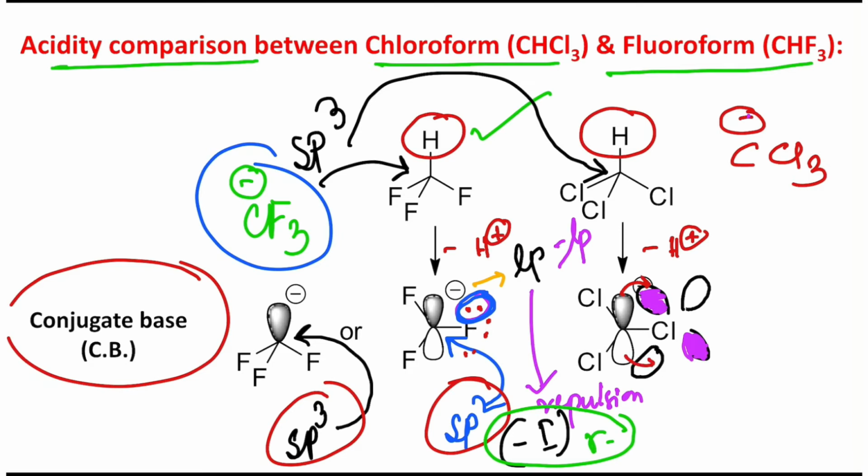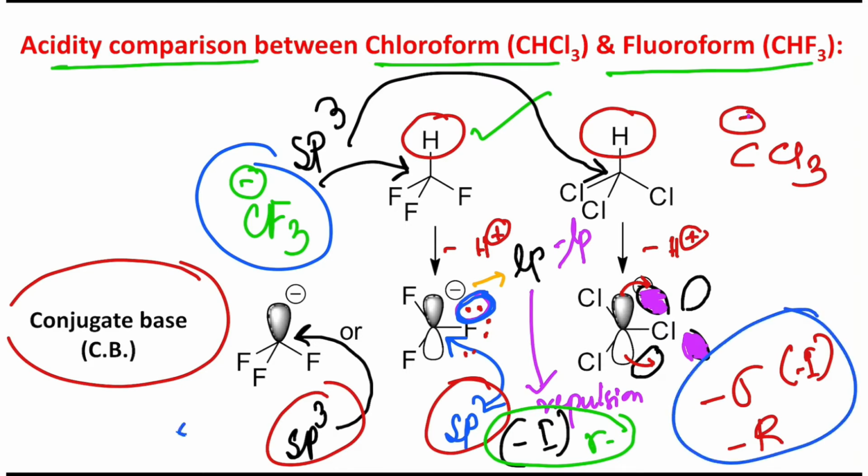It is true that the sigma withdrawing or minus I is there. Not only that, minus R also works because of this vacant d orbital. And remember, fluorine doesn't have any vacant d orbital because it's a second row element, and 2p doesn't have a corresponding 2d. So that's why the negative charge is more delocalized in the case of chloroform. If I say more delocalized, it is more stabilized. So that's why chloroform is more acidic.